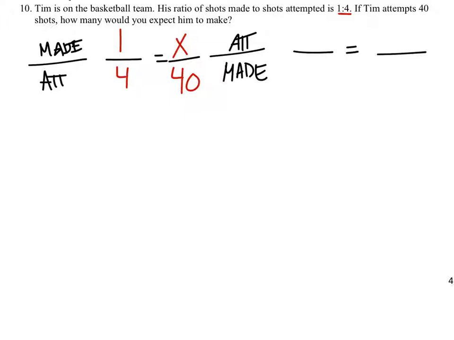All right, the next up, we got attempted shots to made shots. So 4 attempted to 1 made, and then we got 40 attempted to X made. It's exactly the same answer so that we can see that it doesn't matter how you set it up. You still get the same answer.